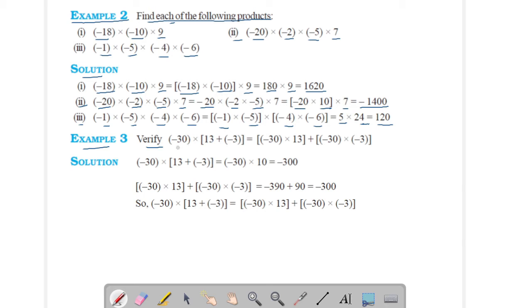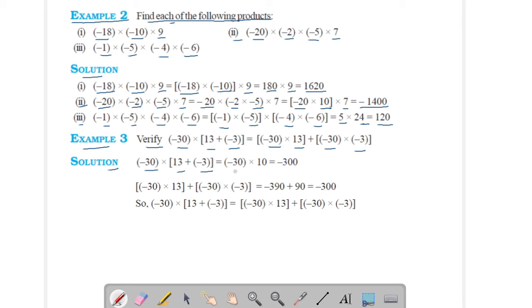Now come to example 3. Verify minus 30 into big bracket 13 plus minus 3. Here, if you open the big bracket, it can be written as within the big bracket minus 30 into 13, big bracket close, plus minus 30 into minus 3. See the solution. See left hand side. It is minus 30 into within the big bracket 13 plus minus 3.